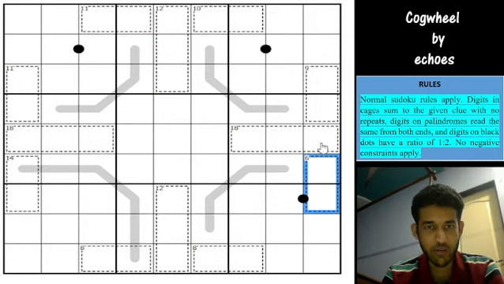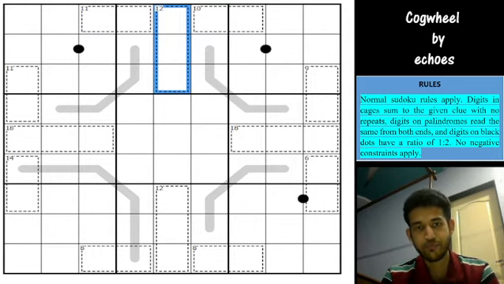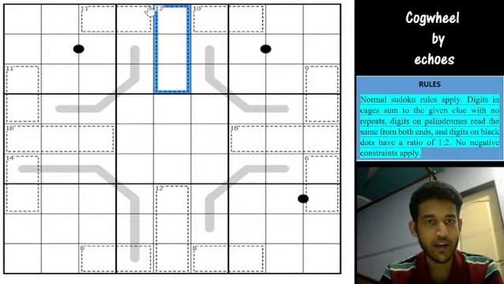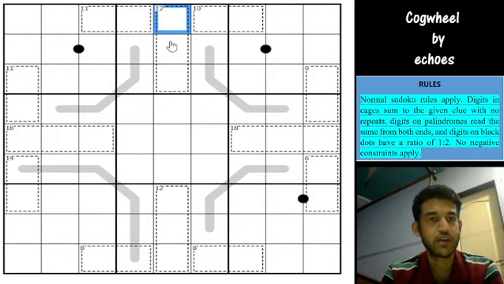And then you have killer rules applying in the grid. As you can see, there are some dotted cages, right? So when you add those digits in the cages, you'll get the clue given at the top left corner of the cage, right? Killer rules apply.